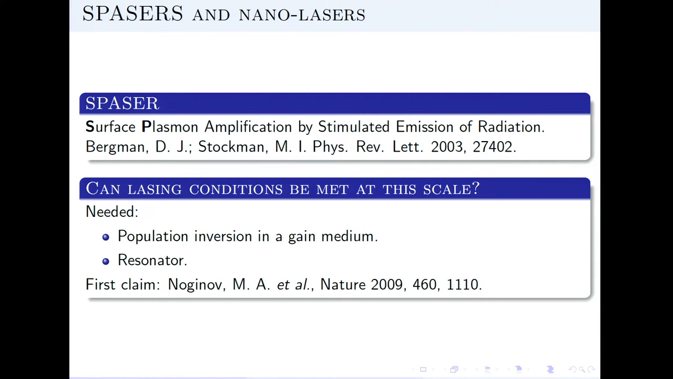So we are going to talk here about much smaller scales. When you have nanoparticles, you have a resonator, and you have a gain medium that comes from the chromophores, and the two ingredients give us, we ask the question whether lasing conditions even could be met at this scale. Those are the conditions for a laser. The first claim was made by Noginov in 2009 of such a particle that emits coherent radiation. But the way they made it was with a nanoparticle encased in a dye-doped shell. Once again, the symmetry is not present in this case.